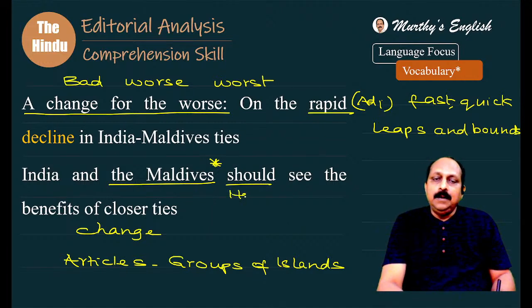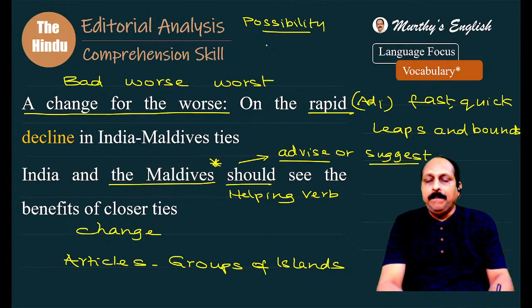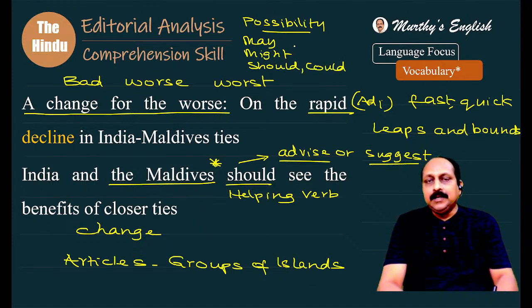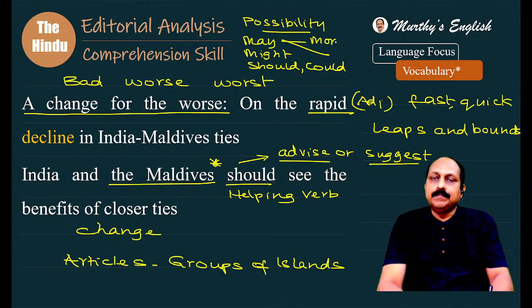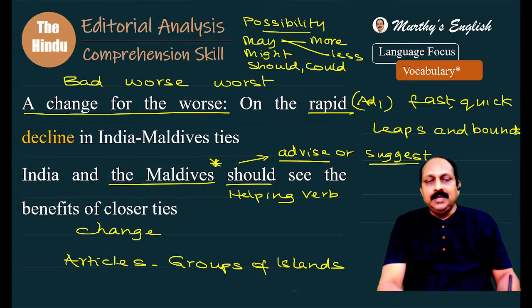And should. Should is a helping verb or a modal. It has two functions. One function, it is used to advise or suggest. In this context, advise. Advise general, suggest specific. Second function, should is used to express a possibility. In English, to express a possibility, we have four helping verbs. But in this part of the world, people use only one. Which one is that? May. What are the other three? May, might, should, and also could. All these express possibility. But with may, chances are more. Remaining, chances are less. That is a subtle difference. India and the Maldives should see the benefits of closer ties. That is like suggestion, advice.